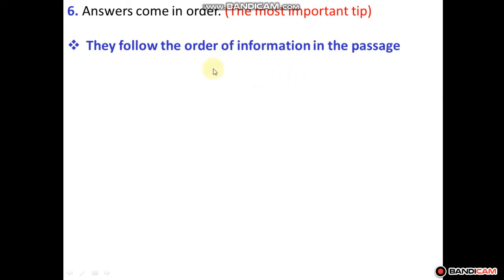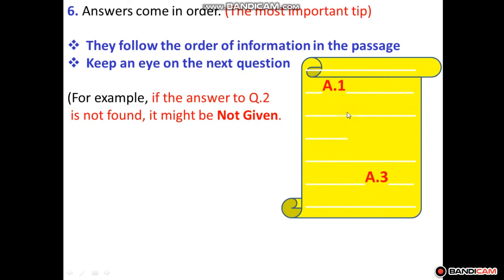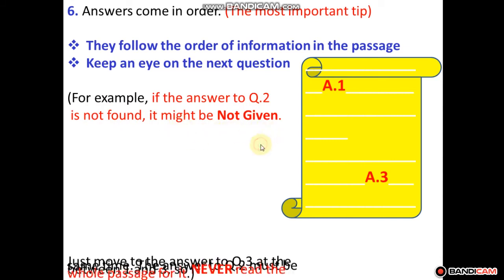That means they follow the order of information in the passage. No worries at all. So keep an eye on the next question, because in that case you may save time and you can find 2 answers in one go. For example, if the answer to question 2 is not found, you are unable to find it for the time being, it might not be given. Keep it in mind.